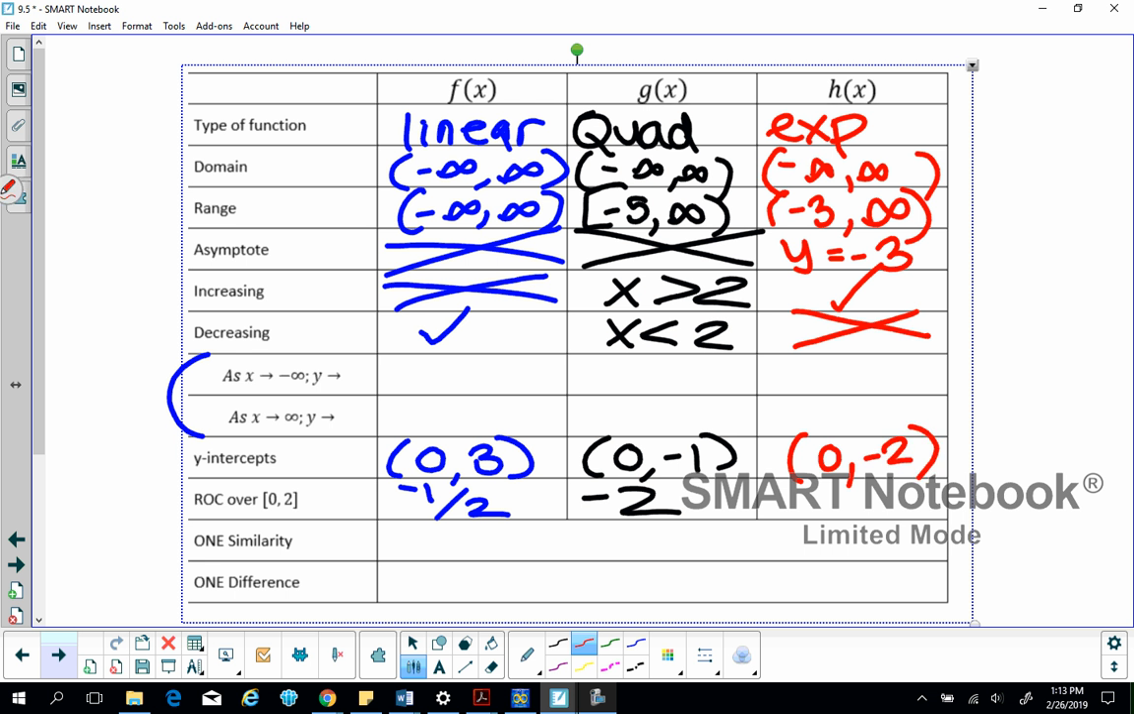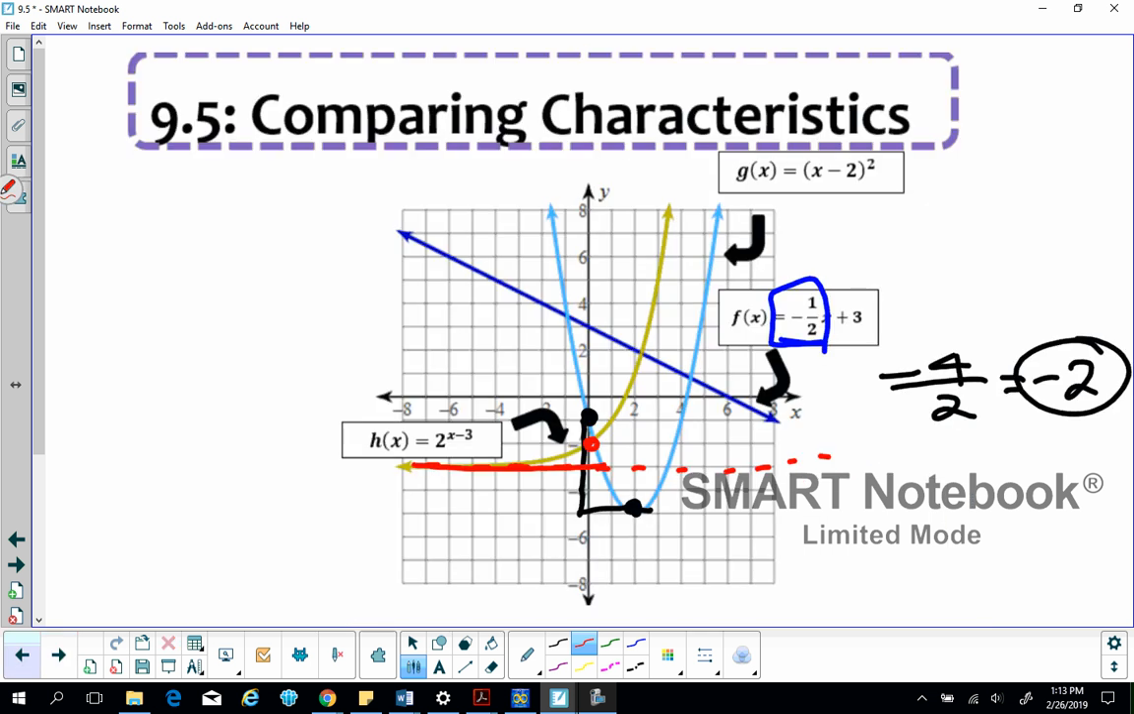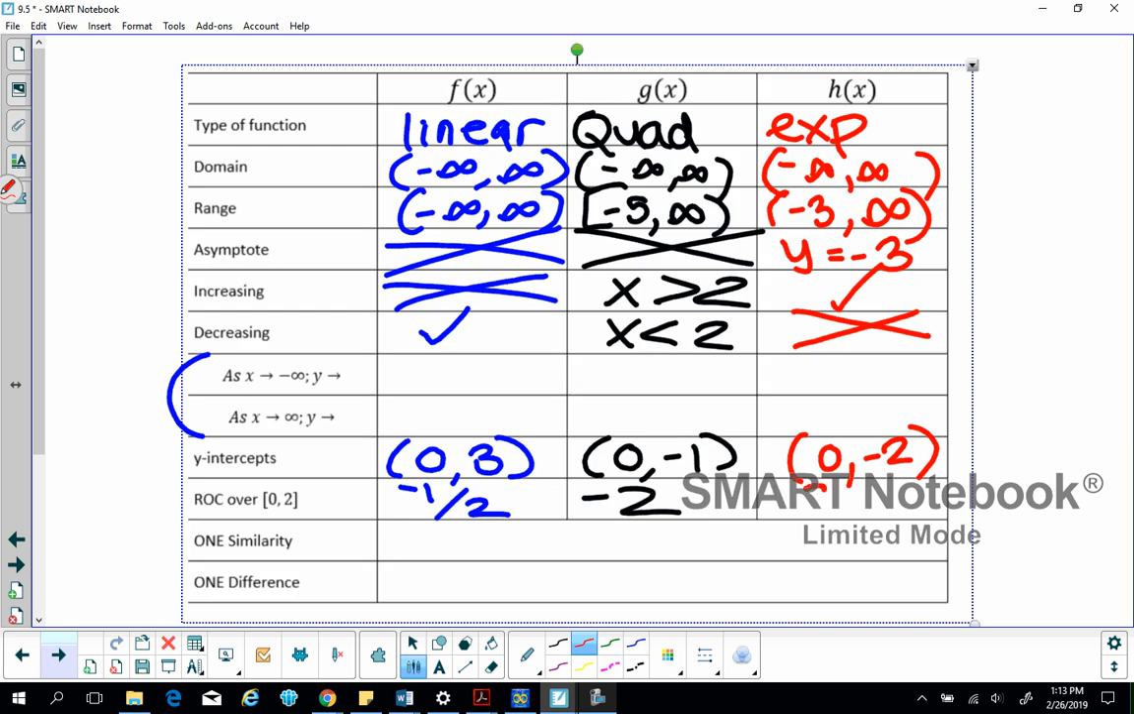And then the rate of change, if you like doing it from here, okay, here's 0, and then at 2 it crosses right there. So how much do I rise? 1, 2, 3. Good. And then over how many? 2. So it's 3 over 2. Because it rose 3, ran 2.